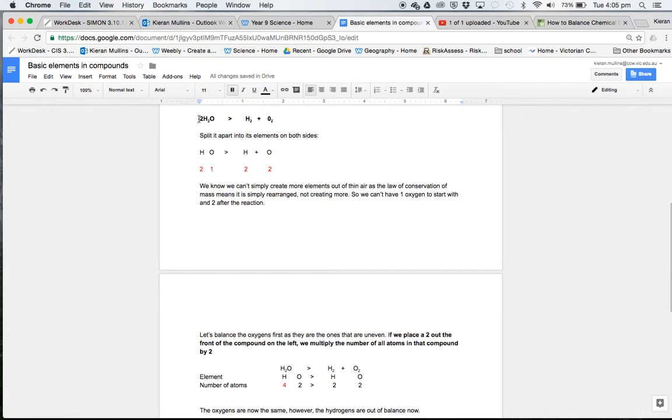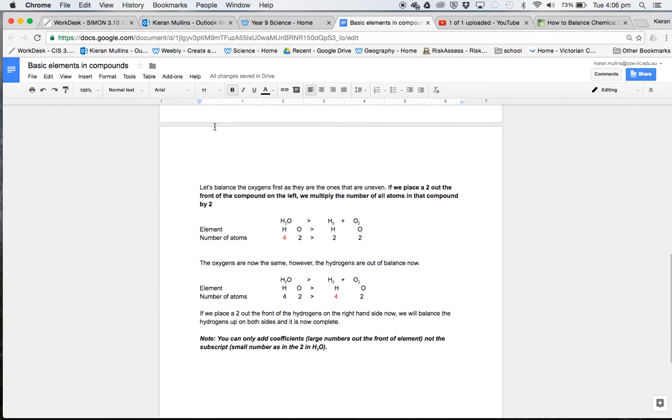What that 2 does is it multiplies everything in here after it by 2. So I've got 2 times the hydrogen and 2 times the oxygen, because that was my goal, to balance out the oxygen. But in order to do that, I can only do it by whacking a 2 out the front. And the issue with that, of course, is it affects the hydrogens as well. But let's come down here and see what's happened.